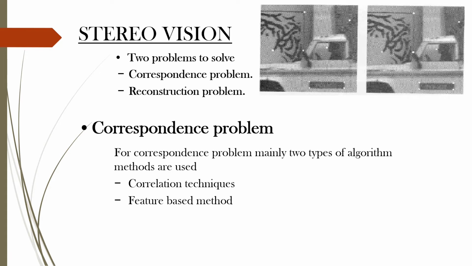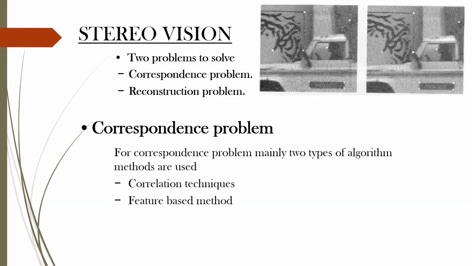Coming to stereo vision, we have to solve two problems. The first one is the correspondence problem and the other one is the reconstruction problem. Correspondence problem means a point in an image will have a corresponding point in the other image, which needs to be found to calculate the disparity. Reconstruction means we need to recreate the 3D shape of the object from the point cloud for various applications.